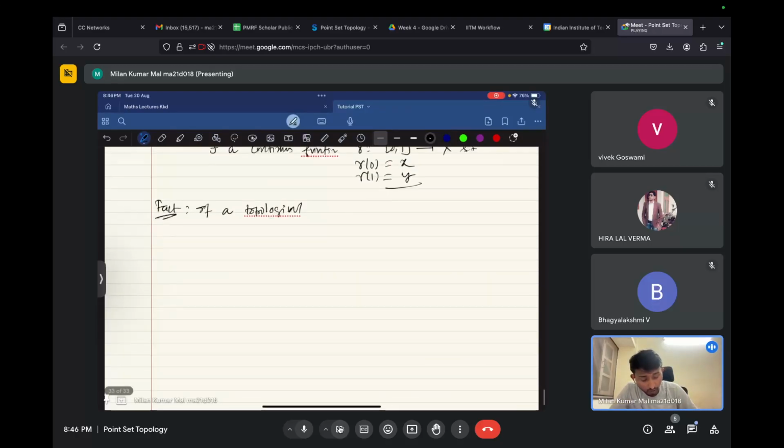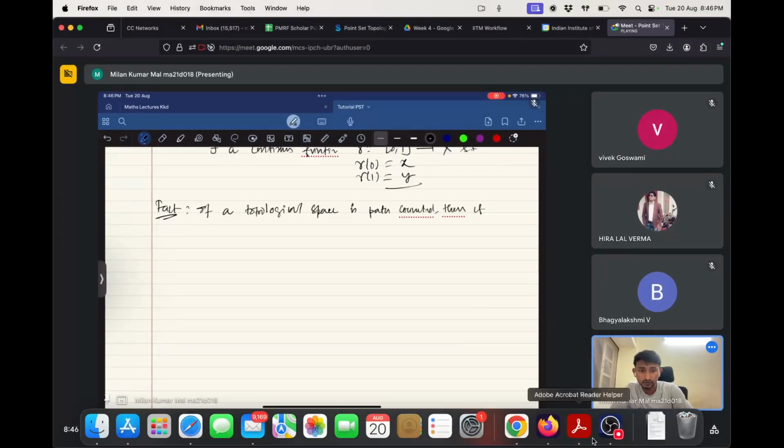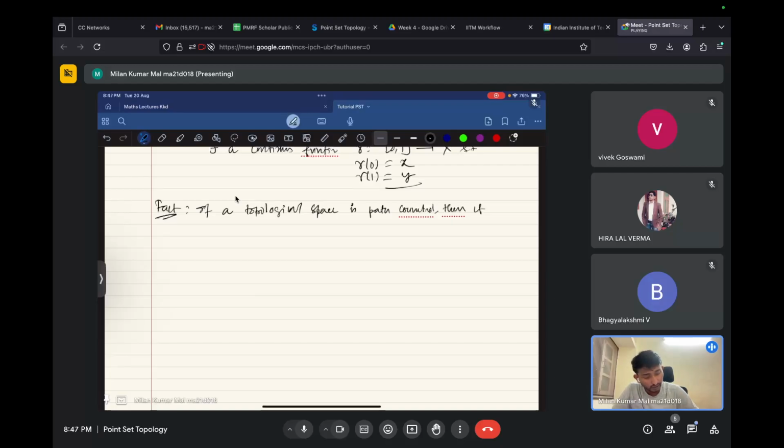Now, if a topological space is path connected, then it is connected. I will not prove this one; if there is any doubt, obviously I will prove it. But the converse need not be true.